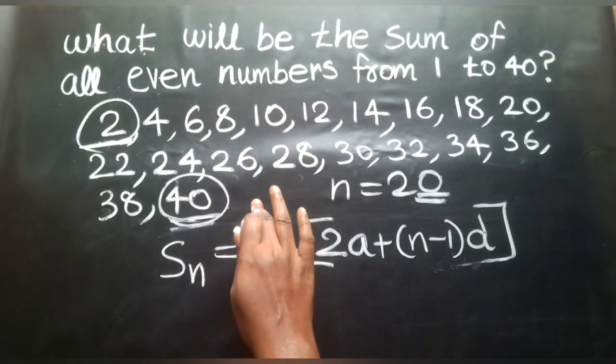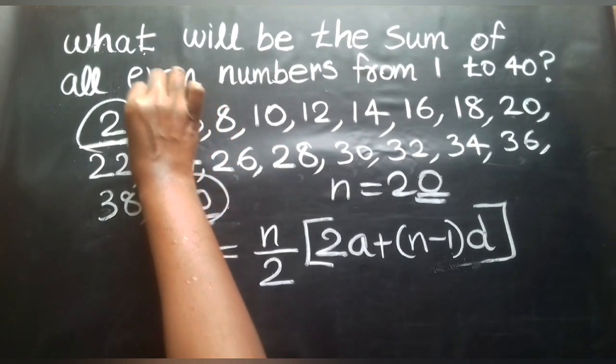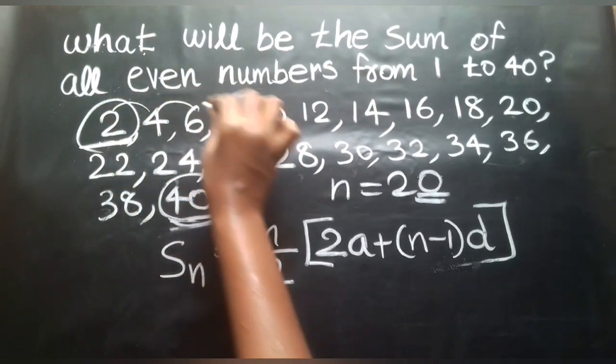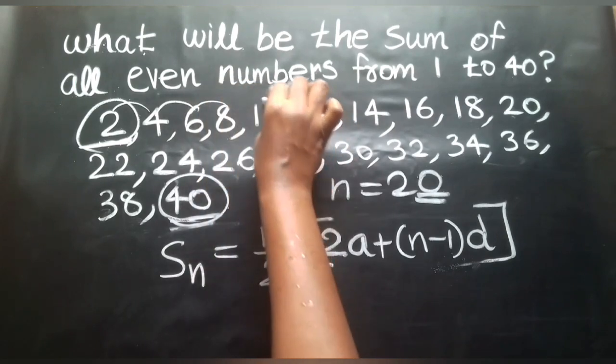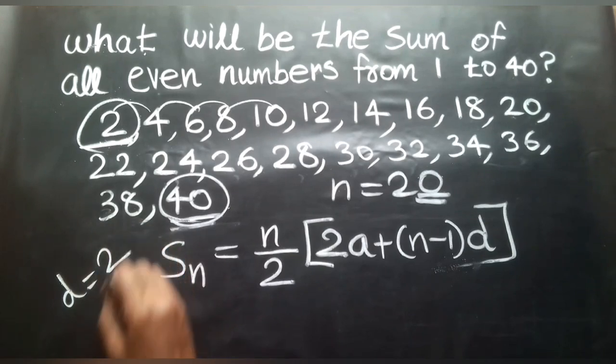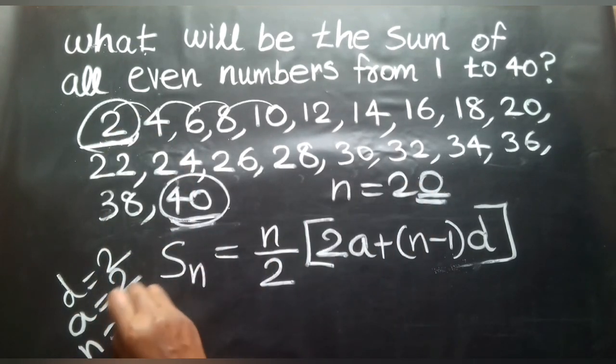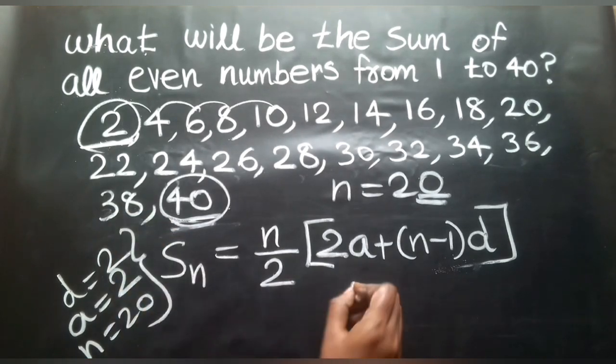Now let's calculate D. Difference between the first and the second term is 4 minus 2 is 2, 6 minus 4 is 2, 8 minus 6 is 2, 10 minus 8 is 2. So the common difference is 2. A, which is the first term, is 2, n equals 20. You need to substitute all these values in this formula.